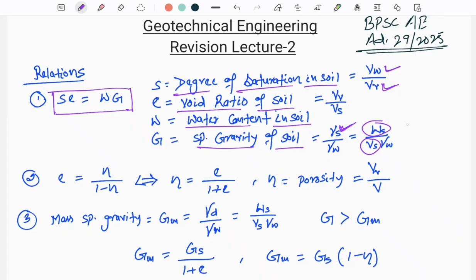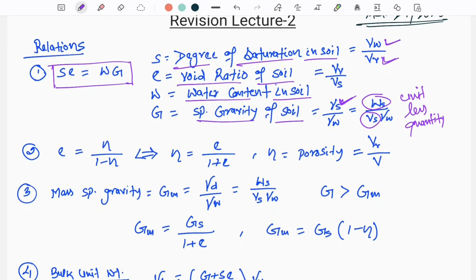Specific gravity is a unitless quantity. These all are ratios, so it is a unitless quantity.